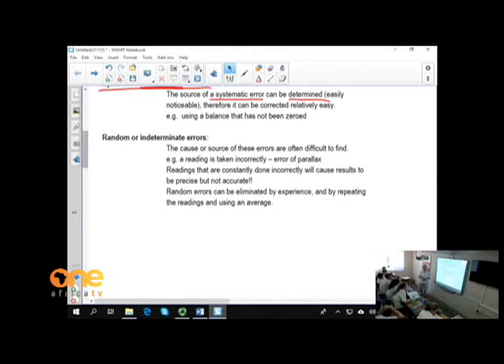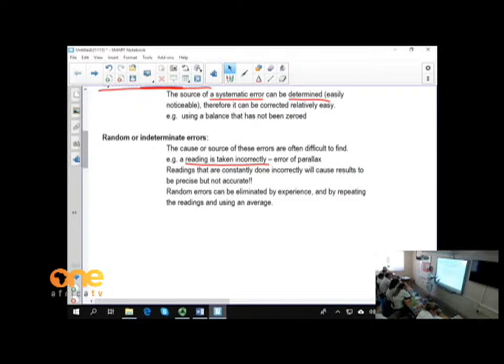Random or indeterminate errors are slightly more difficult to find because we don't know what we did wrong. It can be, for example, a reading that is taken incorrectly. But if you take the reading incorrectly now, and your next reading you read correctly, and the one after that is correct, and the one after that is incorrect, it's going to be very difficult to get a decent set of readings.